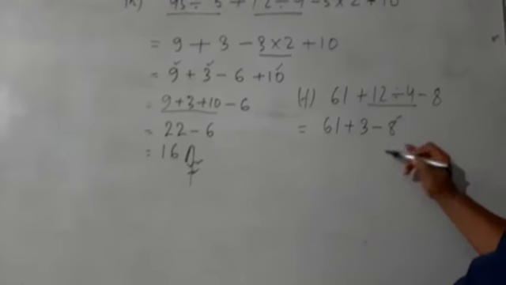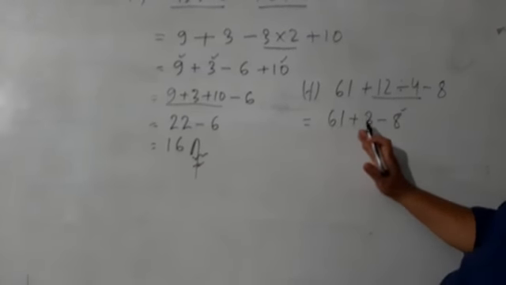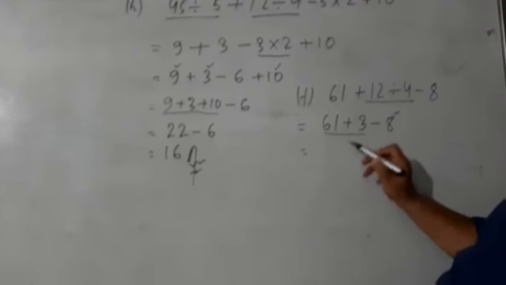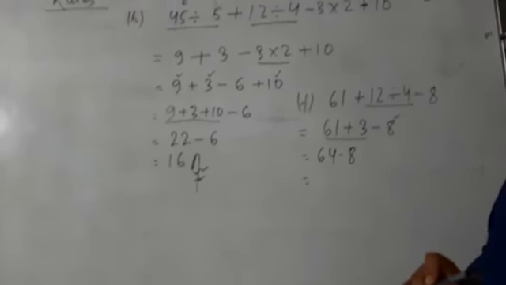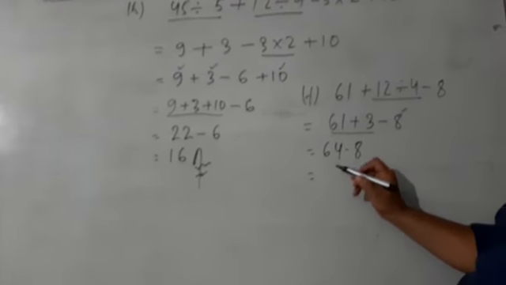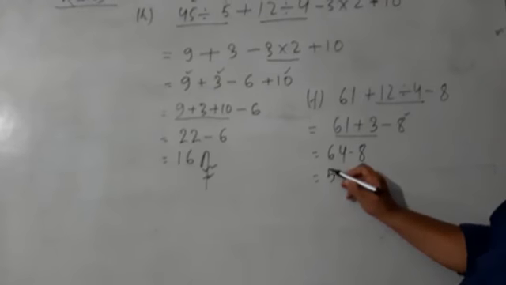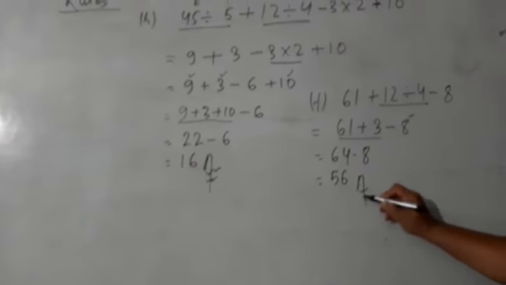So look here. Here the subtraction is at last, and two numbers are addition. They are arranged, so you add these two numbers: 64 minus 8. What is the difference? Yes, my dear students, the difference is 56. It is the right answer.